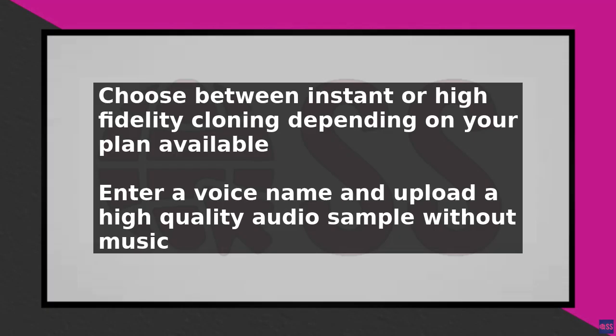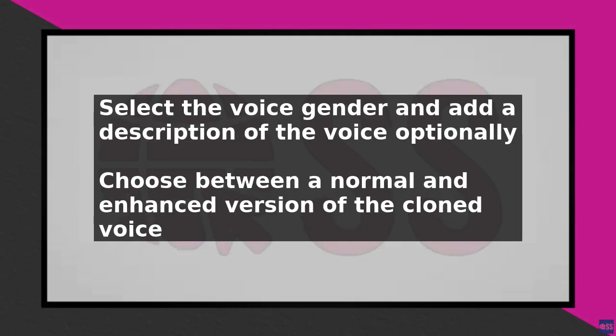You can choose between instant or high-fidelity cloning, depending on your plan. Enter a voice name, upload a high-quality audio sample without background music, and select the voice gender. You can also add a description of the voice. After uploading the file, you'll have the option to create a clone, and you can choose between a normal and enhanced version. Once you've selected the version you prefer, you can use the cloned voice to generate speech.